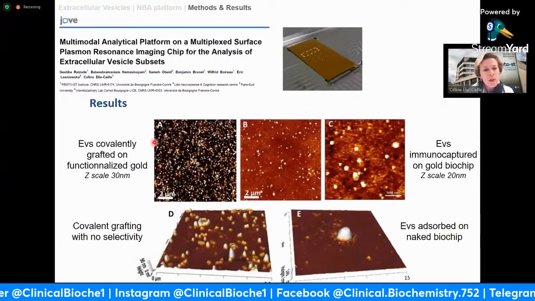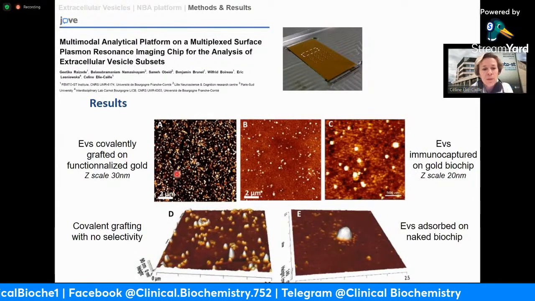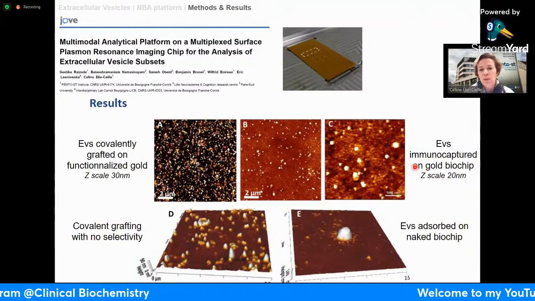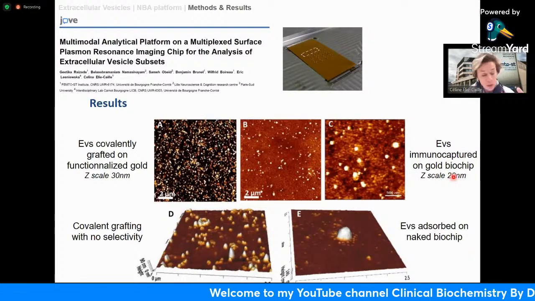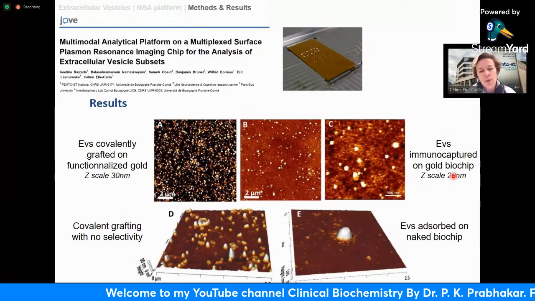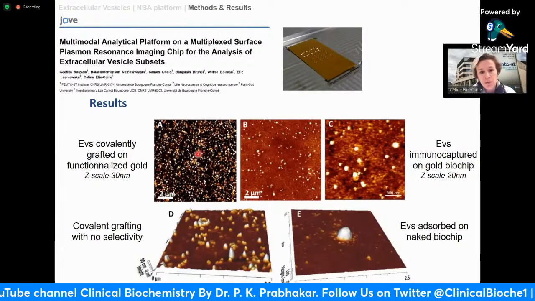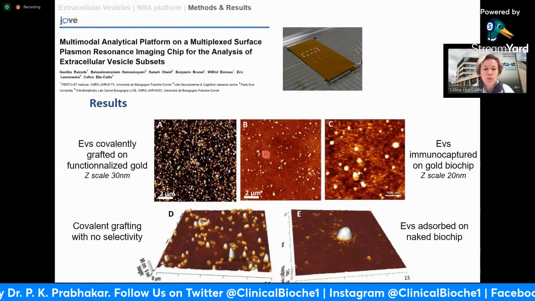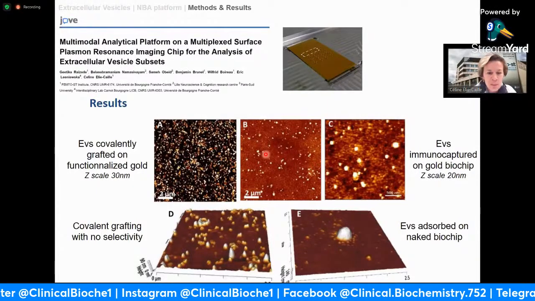So as an example, one of the figures of the paper shows EVs that were covalently grafted on a functional chip, on a big area, in order to have an idea of the coverage. And on B, for example, here you have EVs that are immunocaptured on the gold chip that was then functionalized with thiolates and on which we grafted antibodies. And so the density is lower between A and B, but this is normal because we have a selectivity on the B chip, the antibody chip.